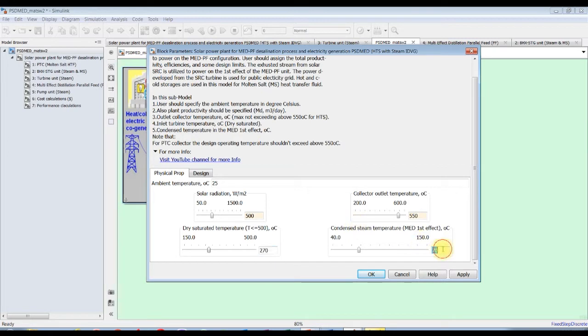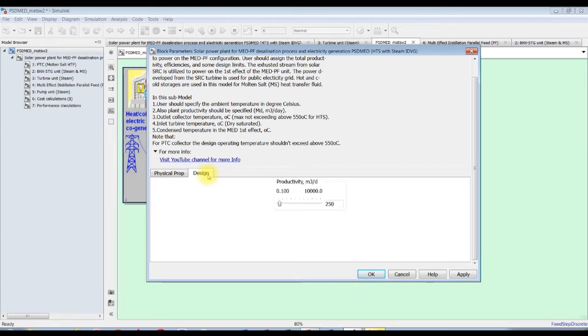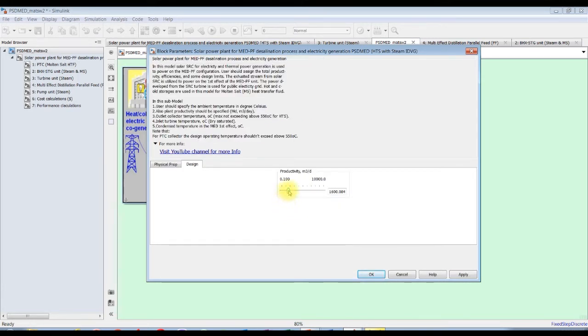This is condenser steam. This is for MED. The first effect of the MED is going to act as the condenser unit for the steam Rankine cycle. Okay, and this is plant productivity. Yes, we can control our productivity. I'm going to 250. Okay, hit apply.